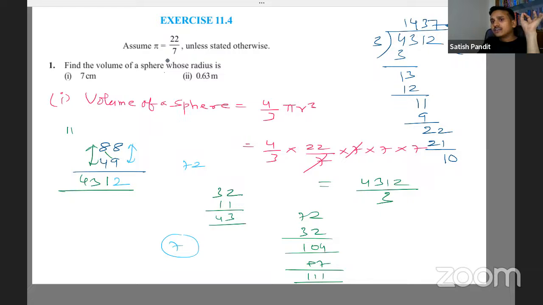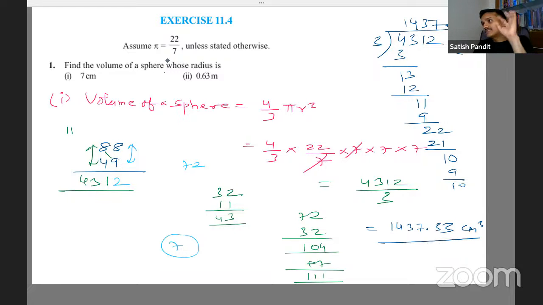And 3 threes are, it will keep going, 3 threes are, 3 threes are, like that. Since we want the answer in 3 decimal places, we have to find the answer up to the 4th decimal and round up to 3 decimal. So what will be the answer? The answer will be 1437.333 centimeter cube. It has taken less than 3 minutes. The answer which you have got is 1437.333. 3 decimal places you have to give.